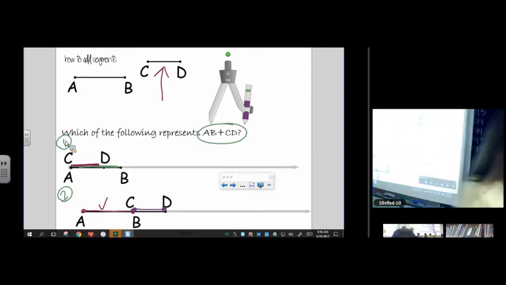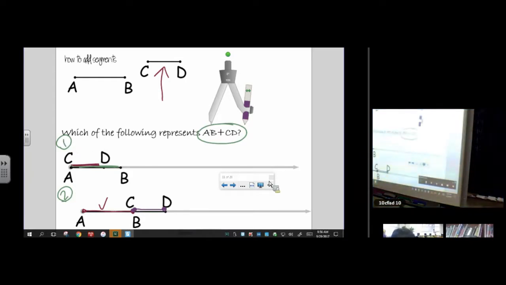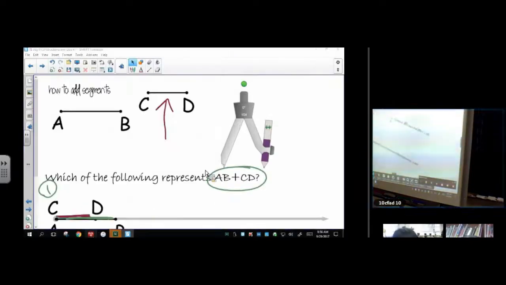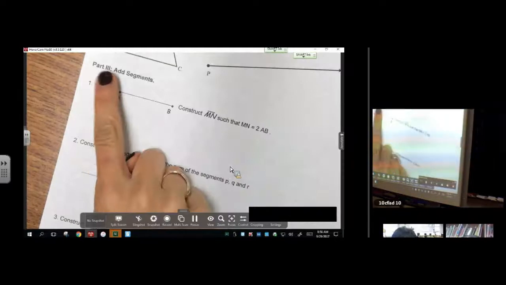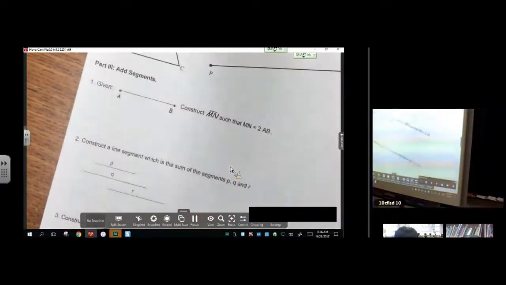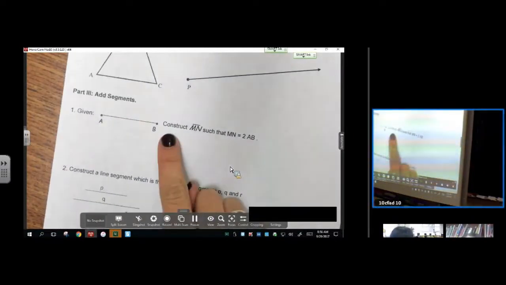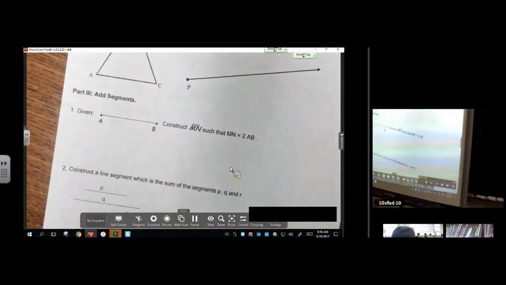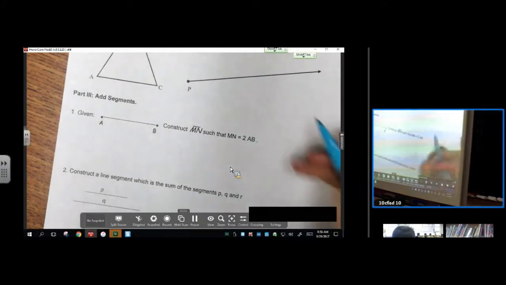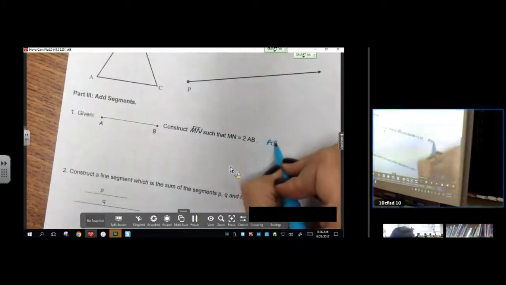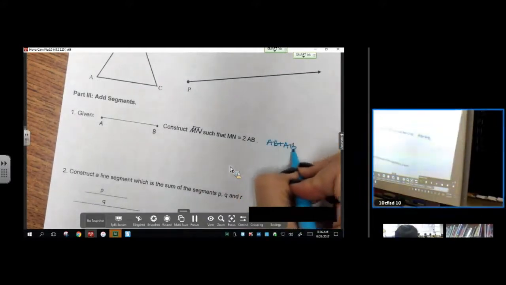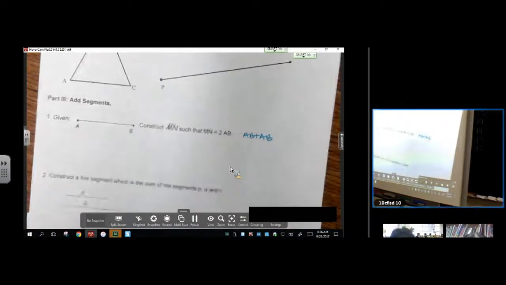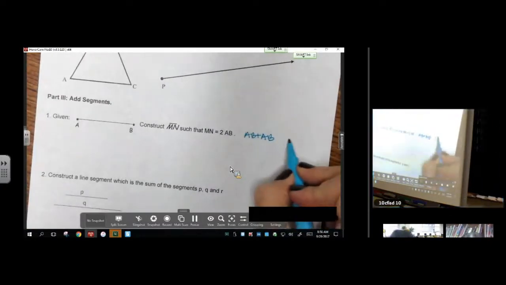So let's try on the back of this other worksheet. It says part 3, add segments. This says construct MN such that MN equals 2AB. So it's really just saying do AB plus AB, right? That's saying add AB to itself or double AB.